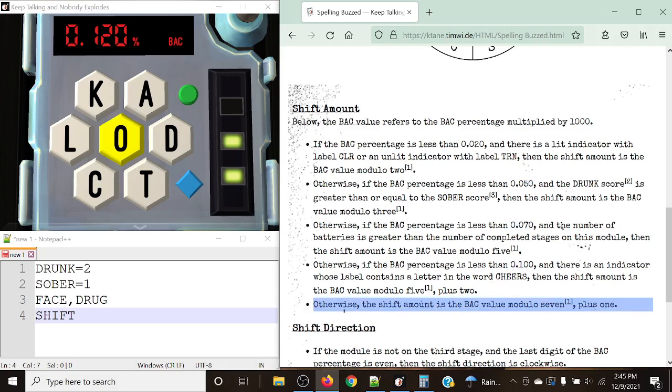In most cases, there will always be a case where you have to go through the less than 0.02. That'll be sort of your starting point. You can skip through a lot of the rules and a lot of the reading.